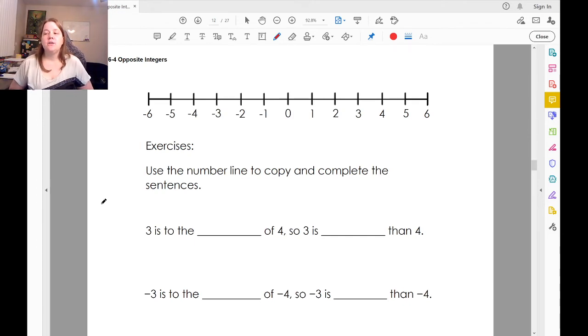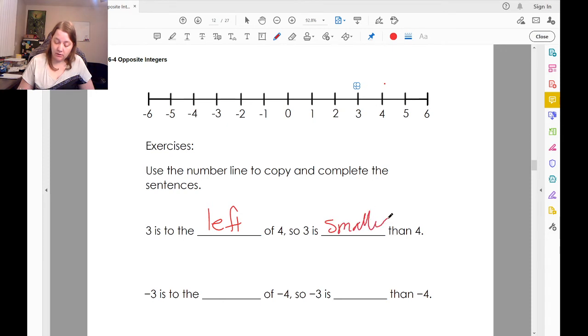So, go ahead and use the number line to copy and complete the sentences. 3 is to the blank of 4, so 3 is what then 4? So if we look at the number 3 and we look at the number 4, 3 is to the left of 4. So 3 is smaller than 4.